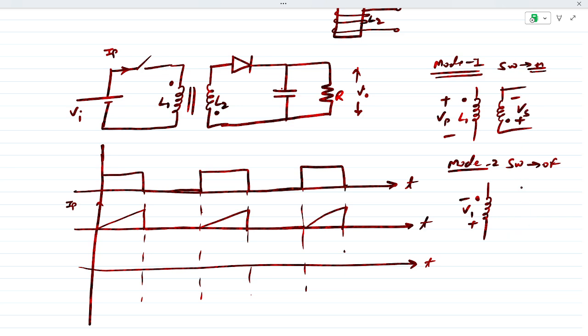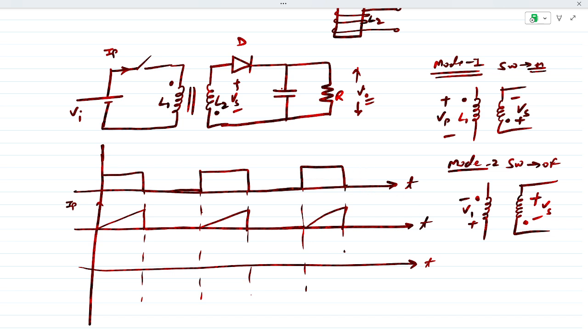So this is the secondary voltage, and when the switch is off, the secondary voltage is like this. This is the secondary voltage. Now this secondary voltage, when the switch is off, appears across this L2 like this. It will make this diode on, and the circuit will close, and the voltage across R will appear when the switch is off.